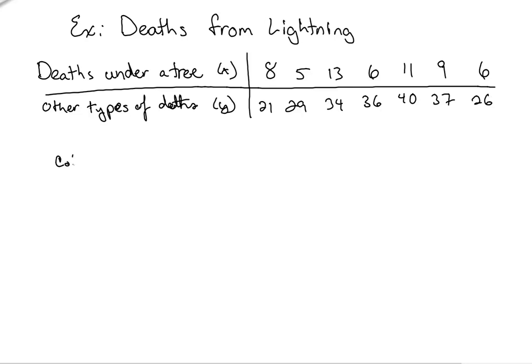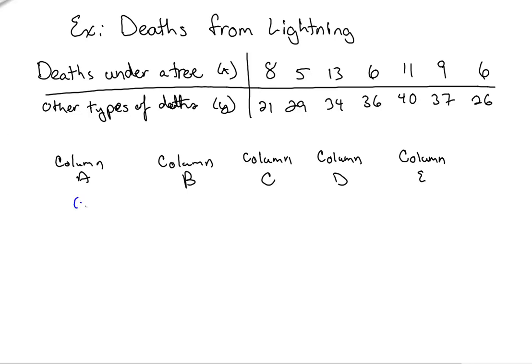And so we're going to have column A, column B, column C, column D, and column E. And remember that column A was our X value, column B was just our Y value, column C was X times Y, column D was our X squared, and column E was our Y squared.